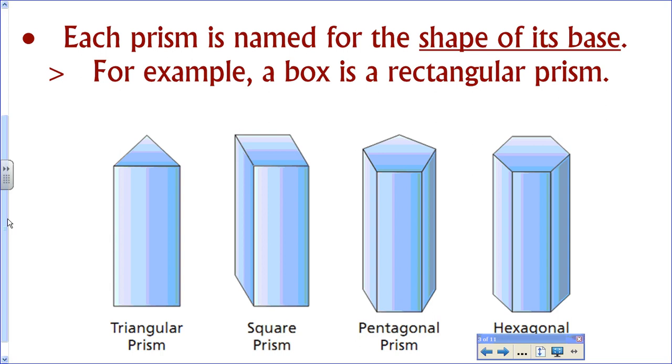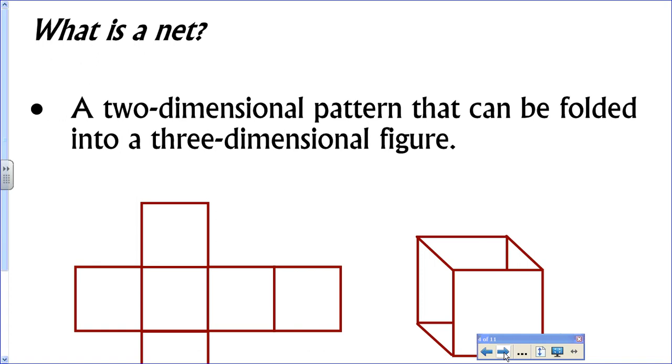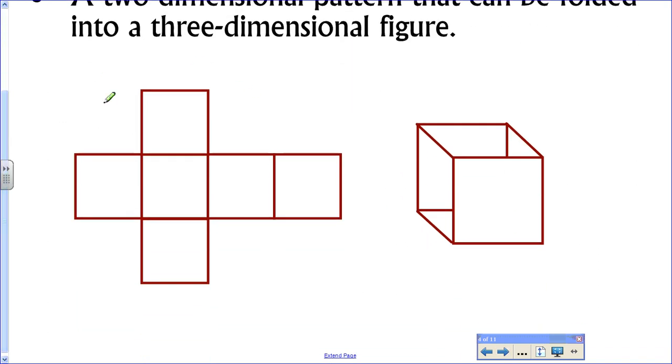Now you have a lot of different boxes lying around your house. If you were to unfold one of those boxes, you would get the pattern that the manufacturer cut out before they put the box together. That pattern is called a net. A net is a two-dimensional pattern that can be folded into a three-dimensional figure. So this net would be folded up into a cube. So it is the net of a cube.